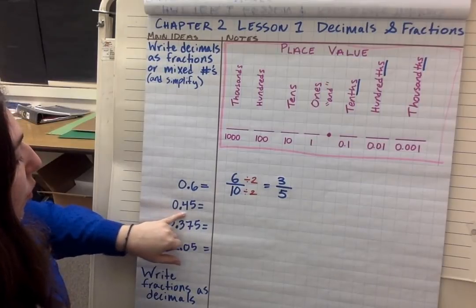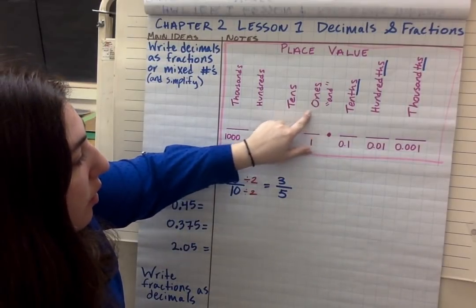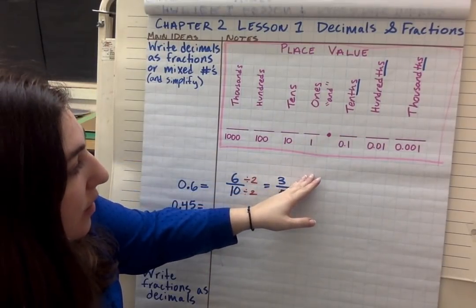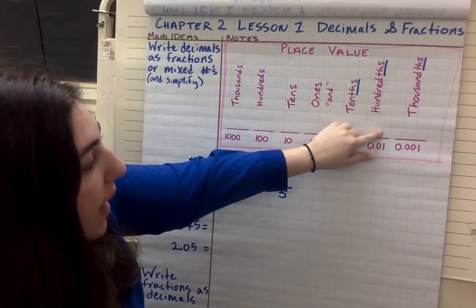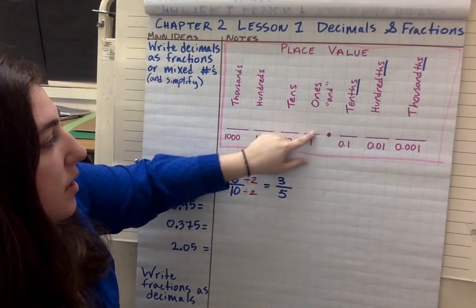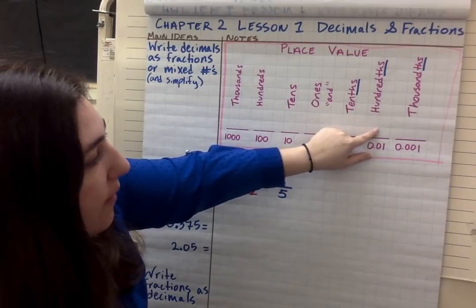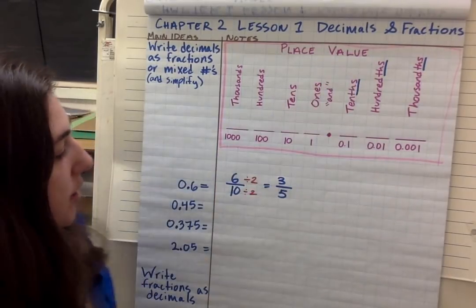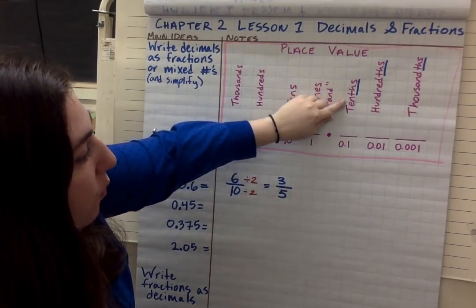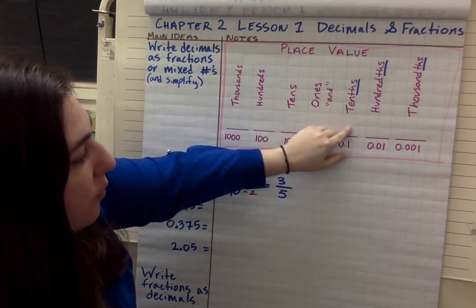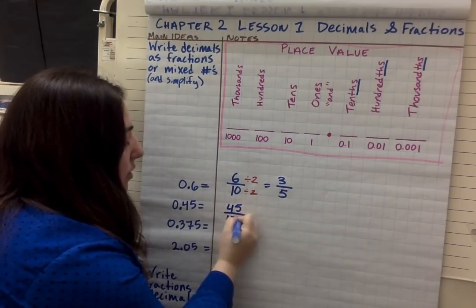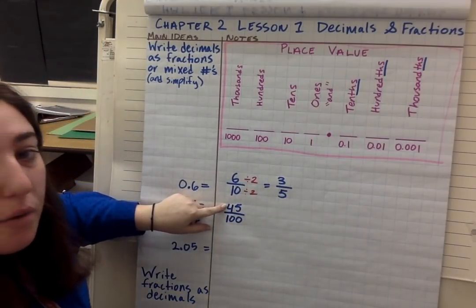Okay, let's try 0.45. How I would say it is 45 hundredths. You can also say 0 and 45 hundredths. Okay, don't forget the hundredths. So the way that I say it is the way I'm going to write it. 0 and 45 hundredths. So 45 hundredths. Okay, see how I wrote that?